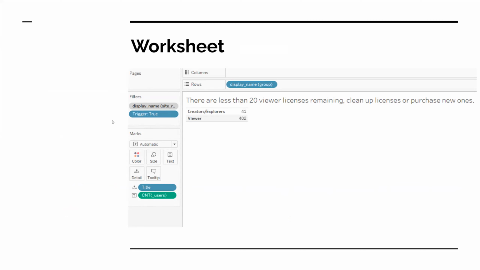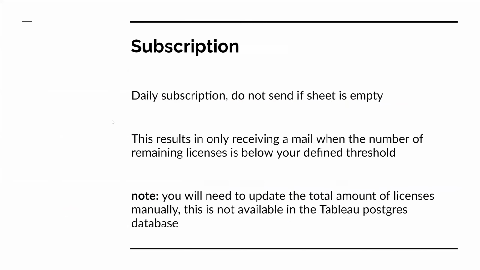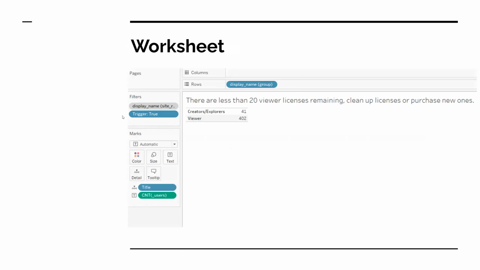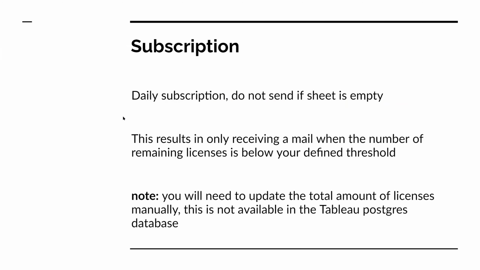Once you set up those calculations, the next step is to set the subscription. So I'm personally getting a daily subscription on this, but I don't send it to myself if the sheet is empty, right? Because we filtered it on that trigger. So if the threshold has not been crossed, this complete sheet is empty. As such, I don't get an email. So I only get the emails once we're over the threshold.